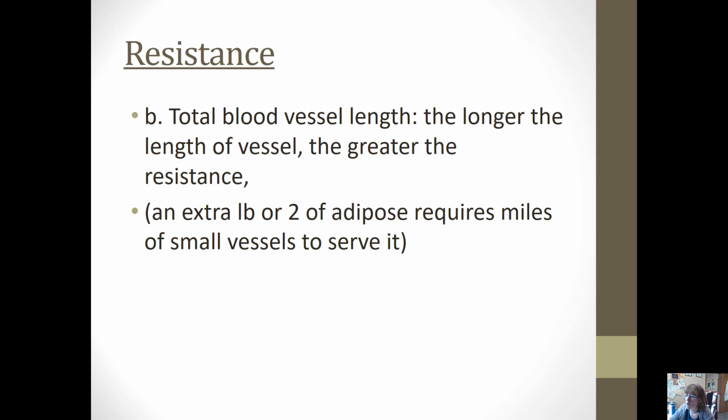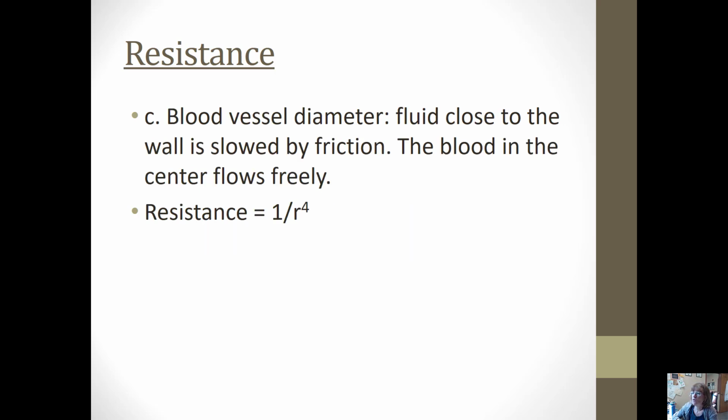And this is often why we see hypertension in obese individuals: they have so much more peripheral resistance due to the amount of vasculature that it takes to go to all their body mass, tissue, cells. And the factor that is the most significant in our control of peripheral resistance is blood vessel diameter.